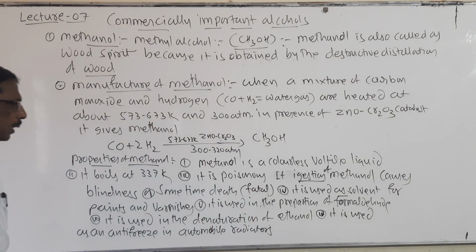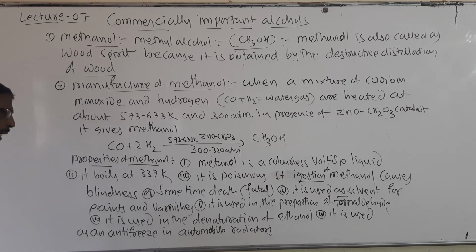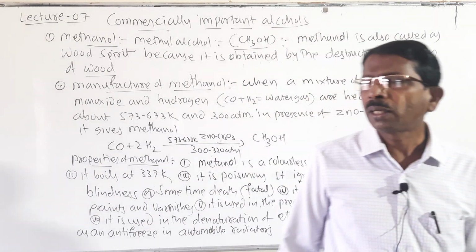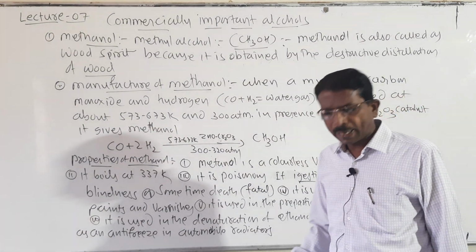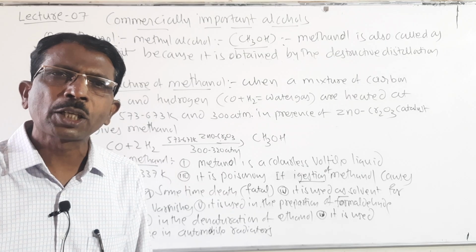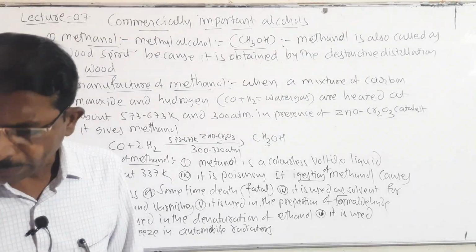It is used as a solvent for paints and varnishes. It is used in the preparation of formaldehyde. It is used in the denaturation of ethanol. It is used as an antifreeze in automobile radiators. So that is about methanol. And another commercially important compound is called ethanol. Let us see about ethanol.